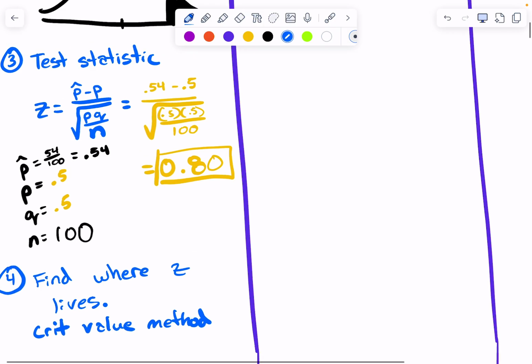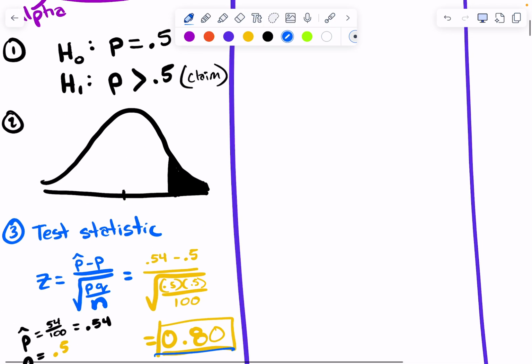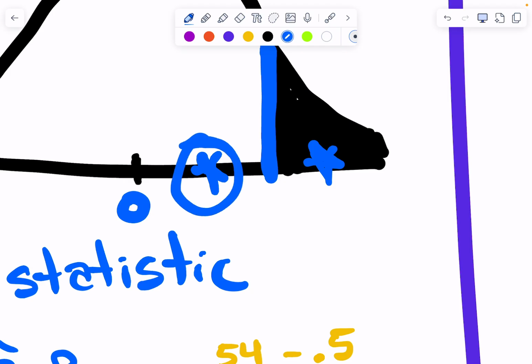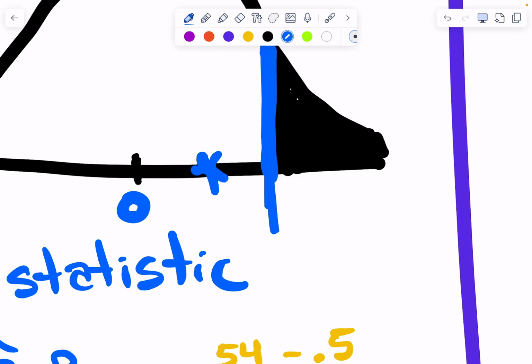Okay, so here's the deal. I know that Z is 0.8. I know that 0 lives here, and I need to figure out what this cutoff mark is. If I knew where this cutoff mark was, I would know whether 0.8 lives here or 0.8 lives there. I'm going to guess he lives over here, right? But I need to know what this cut mark is right here. Like, where does that cut off at?